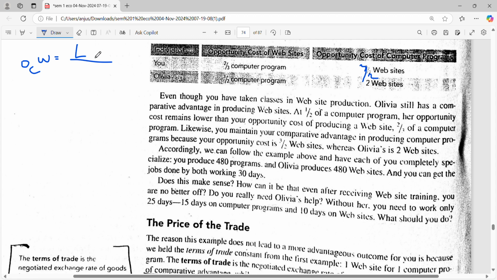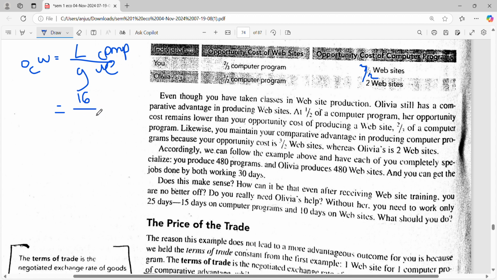Loss in computer programs by gain in websites. So how much are you losing? You can see it here. Now you can produce 24 websites in the time of 8 hours, right? With 8 hours you can only produce 16 computer programs.